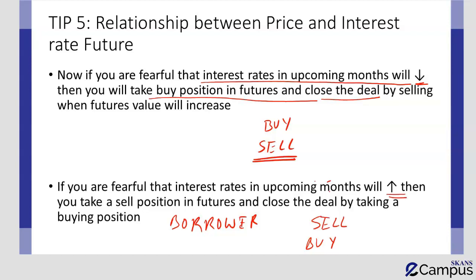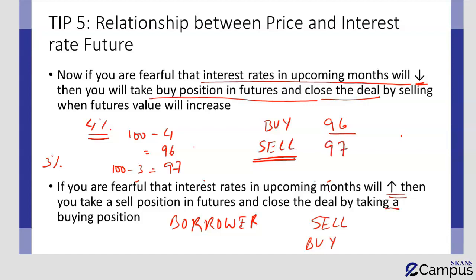Another important tip to have clarity on. What are we trying to say? Let's suppose the interest rate currently is 4%. If the interest rate is 4%, the future will be trading at 96, because 100 minus 4 is equal to 96. So you buy at 96. Now the interest rate falls. What if the interest rate goes to 3%? That means 100 minus 3 is equal to 97. So at the time of closing the deal, you will sell at 97. So you bought a future at 96 and sold at 97.